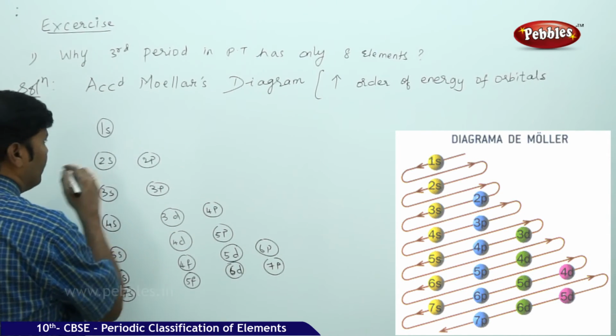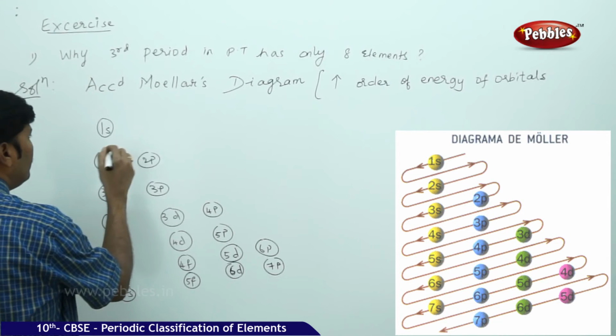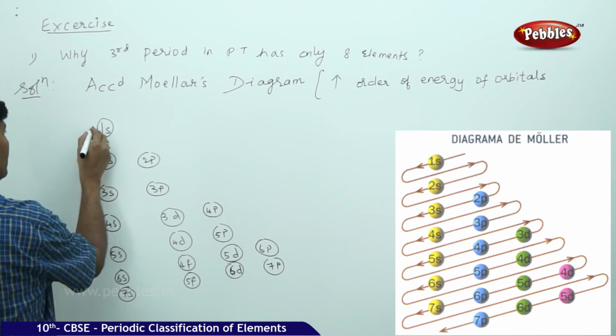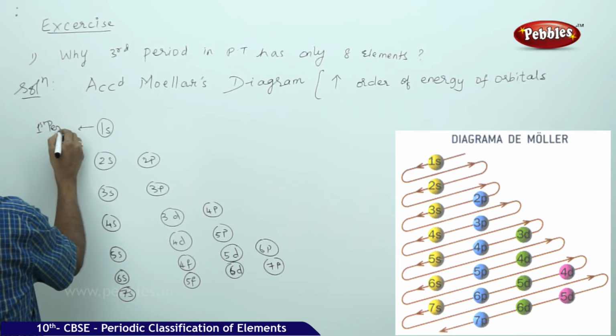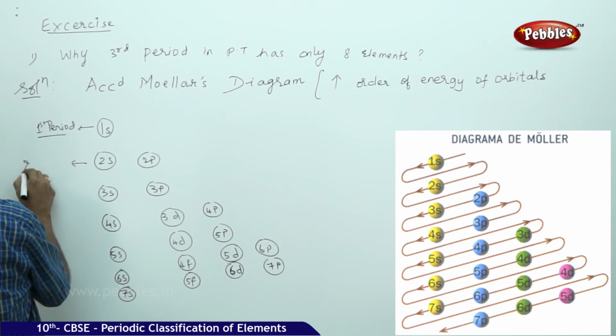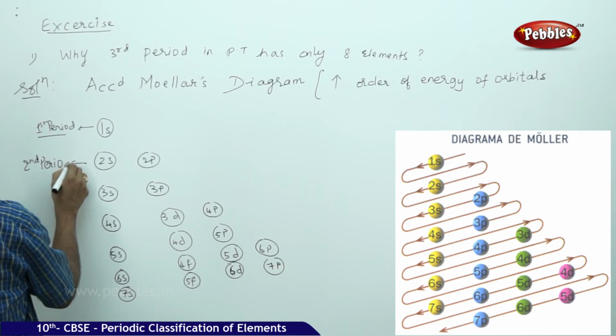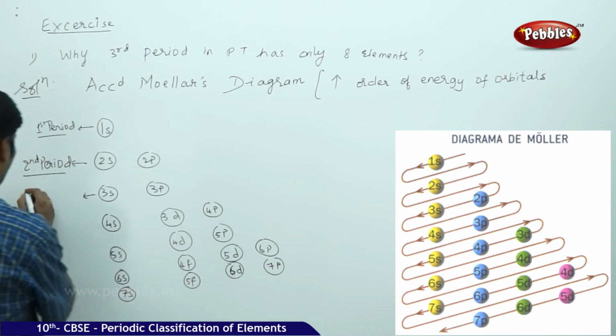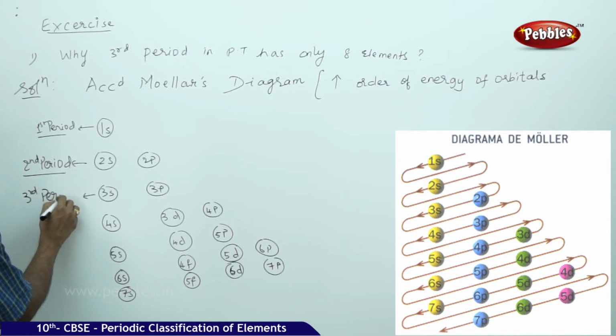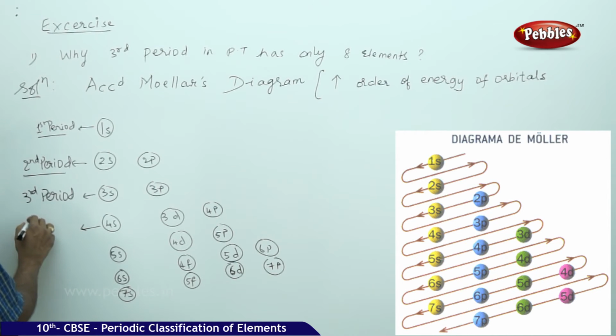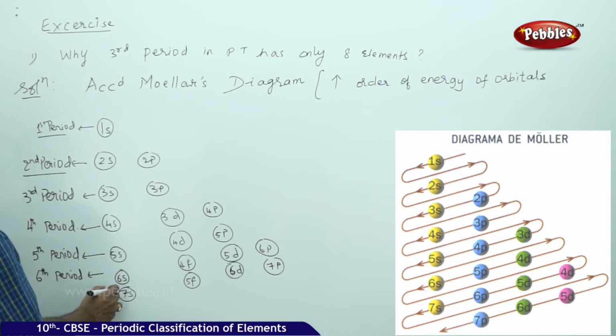So what you are noticing here is, this corresponds to the first period, this corresponds to the second period, this corresponds to the third period, this corresponds to the fourth period, and this corresponds to the fifth period, and the sixth period corresponds to 4f orbitals, and the seventh period.